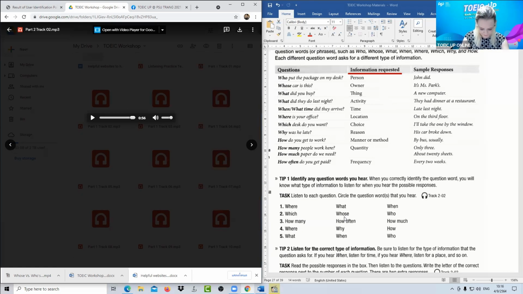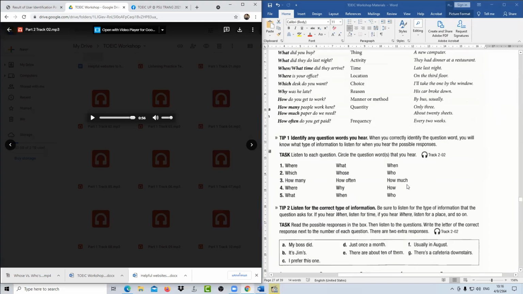Number 3, how often? Yes, how often? What is the information requested? Frequency, excellent. And number 4, where? What is the information? Place. Location. Location, place, same thing, good. So location or a place. And then the last one, number 5, who? Who are we listening for? What information? Person. A person. Excellent.